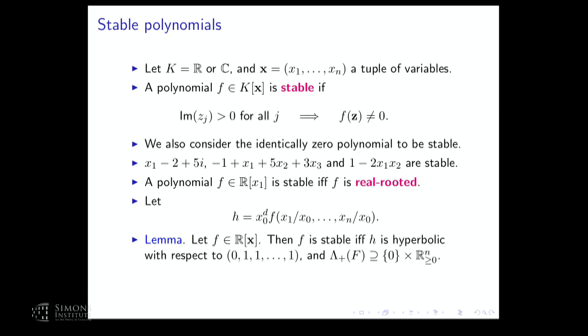And so what's the connection to stable polynomials? I think we've seen this before. If we homogenize our polynomial, then our original polynomial is stable if and only if the homogenized polynomial is hyperbolic with respect to this vector here, and the hyperbolicity cone should also contain the positive orthant in the original variables. So this is how you translate between stable polynomials and hyperbolic polynomials. So from now on, we will focus on stable polynomials instead. And the central question we will look at to begin with is which linear operators preserve stability.